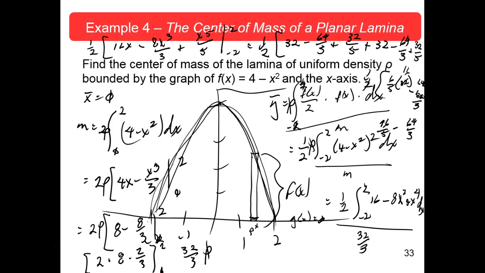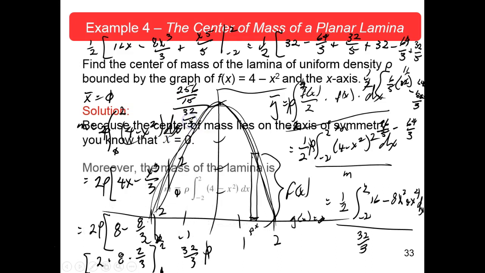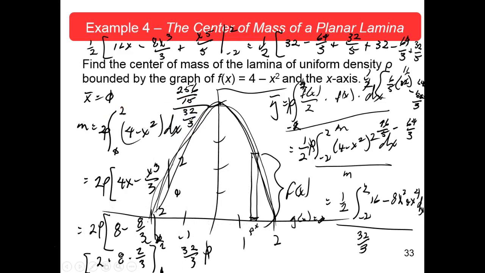Now, so you have 256 over 15, but that's divided by 32 over 3, because that was your mass. Remember, you're dividing by the mass. So don't let me forget that. And we can simplify this by making a 5 here. 3 will go into that, and 32 will go into 256. Is that 8 times? I think so.